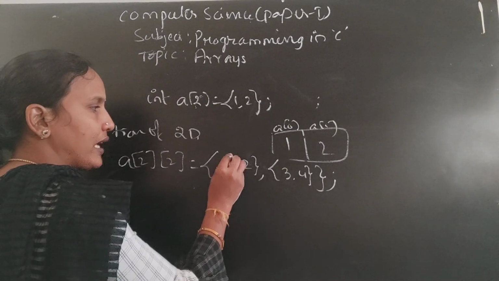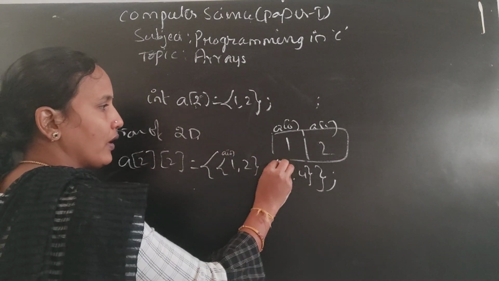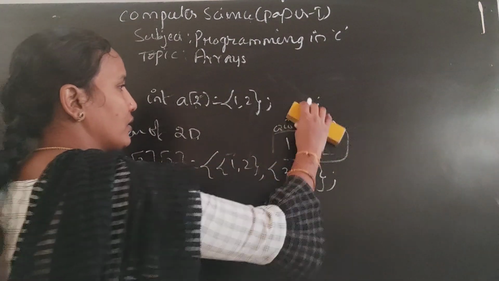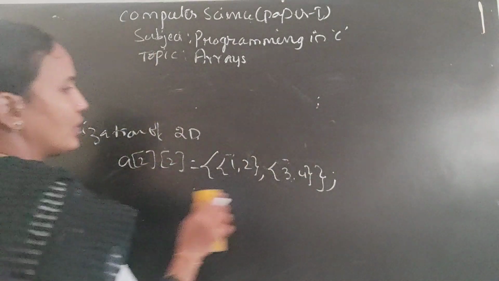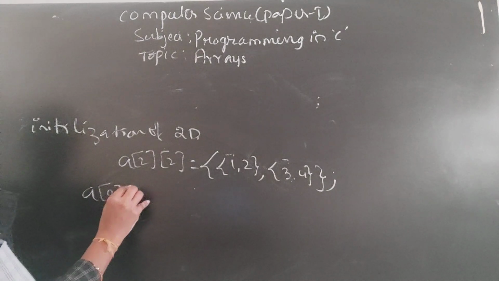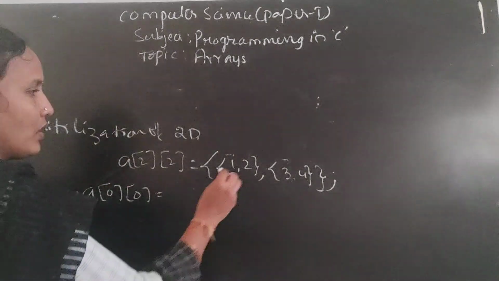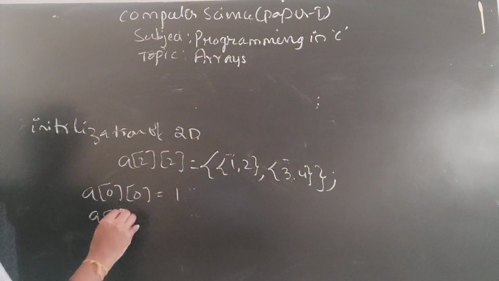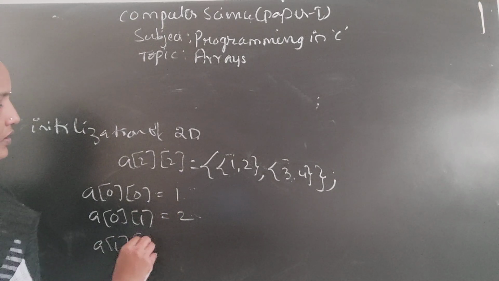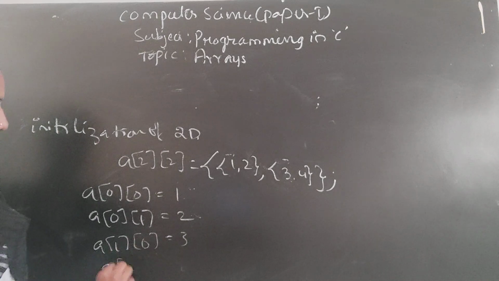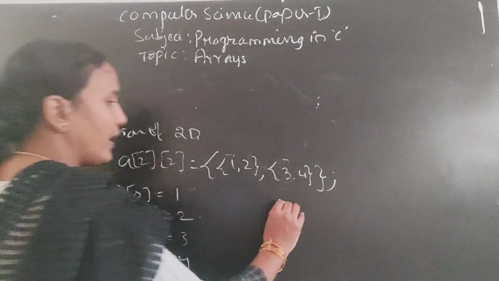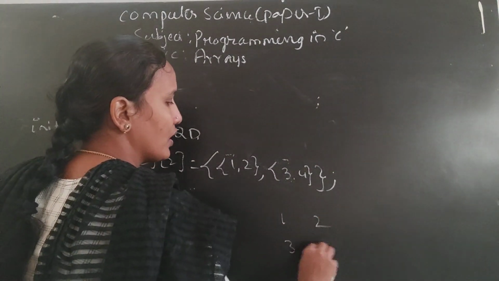Here the size is a of 0, a of 1 like this. Wait, just a minute. Okay, you take this, and I'll give you the memory representation. A of 0, 0 is 1. A of 0, 1 is 2. A of 1, 0 is 3. A of 1, 1 is 4. How it will be is, you take the matrix structure 1, 2, 3, 4 actually.